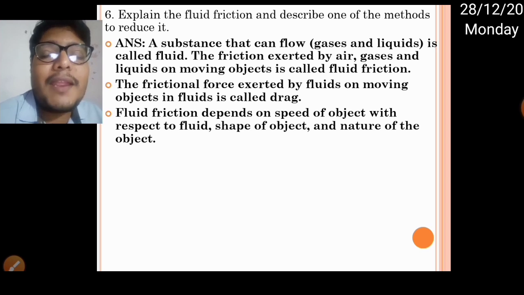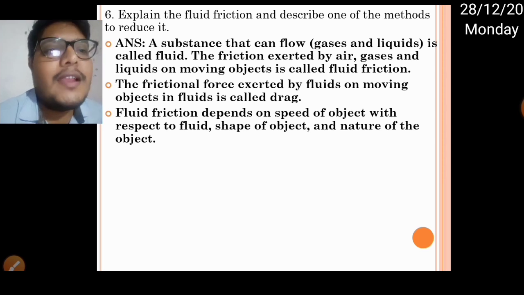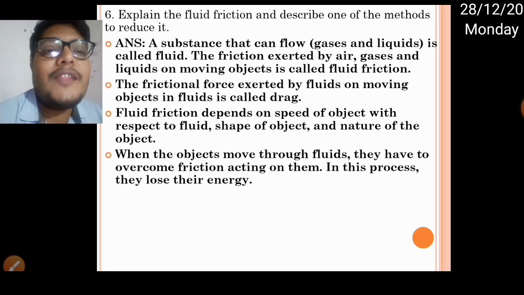It also depends on the nature of the fluid, right? For different fluids, the friction will be different. So these are the 3 points. See the next point here. When an object moves through a fluid, it has to overcome the friction acting on it.